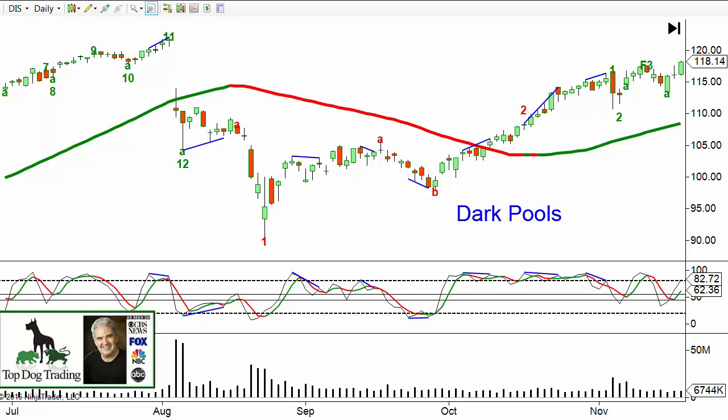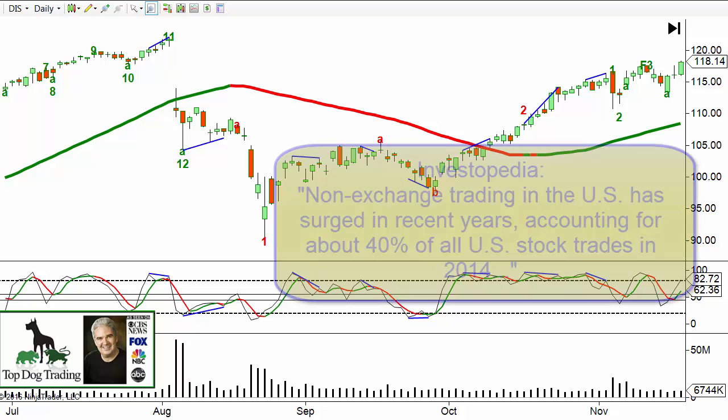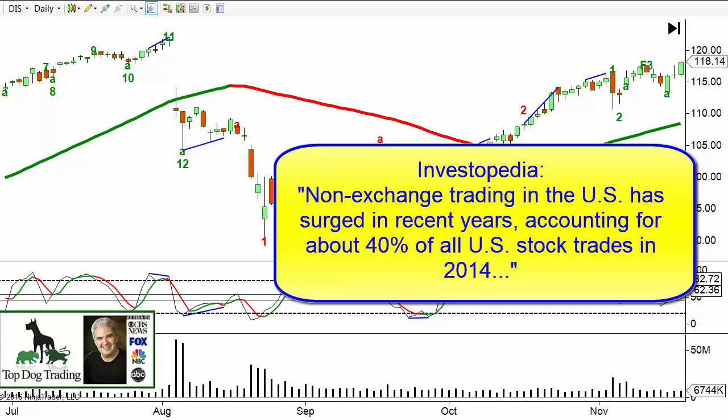And by the way, they're a big deal. This is not something that's just occurring on a small scale. In fact, I did a little research on this, and Investopedia said that in 2014, non-exchange trading in the U.S. accounted for about 40% of all U.S. stock trades. 40%. So how can you rely on volume when 40% of the volume, and that, by the way, is not the little guy, that 40% are the big institutions, the pros, the whales, the smart money. The smart money's not showing up here, my friends. And that's why volume is very deceiving. Not only isn't it reliable, looking at your volume histogram can actually be very deceiving.